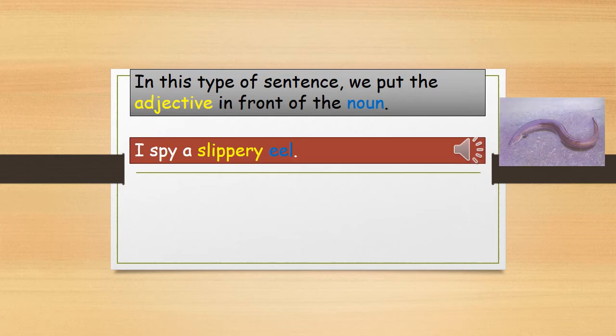In our book, we read this sentence. I spy a slippery eel. So eel is actually a type of fish, so it's an animal, and that shows us the noun in the sentence is blue. The adjective slippery is describing how it feels. If we touch it, it will slide and slip all over the place. So in these sentences, yellow is the adjective and blue is the noun. Slippery is describing what the eel feels like.